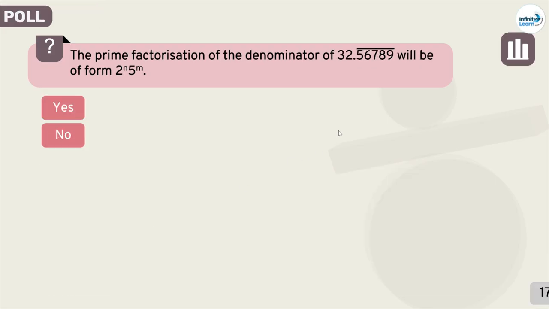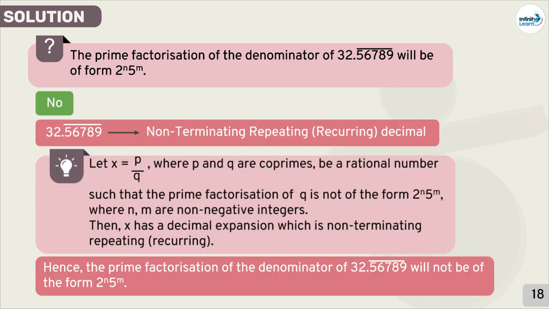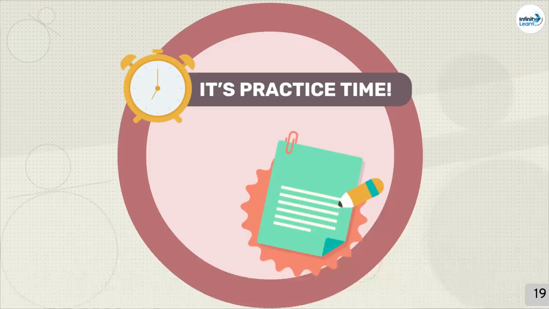अब see the denominator. It is non-terminating repeating. खत्म नहीं हो रहा है. So the denominator is in the form of 2 to the power n, 5 to the power m? No, because it is not a terminating decimal expansion. Answer is no, because it is a non-terminating repeating decimal expansion. The denominator will not be in the form of 2 to the power n, 5 to the power m. Okay.